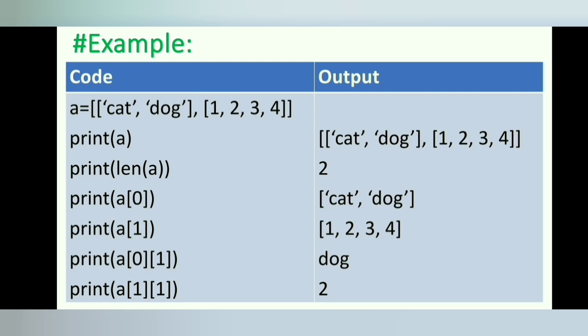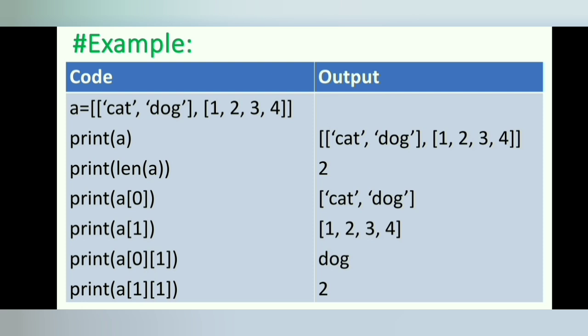The statement print a[0] will display the first item in the list, which is also a list of 2 items, cat and dog. The statement print a[1] will display the second item in the list, which is also a list of 4 items, 1, 2, 3, 4. The print a[0][1] will display the item dog.